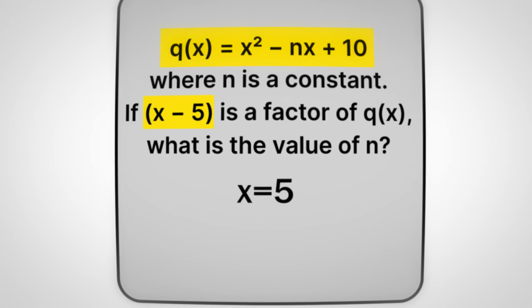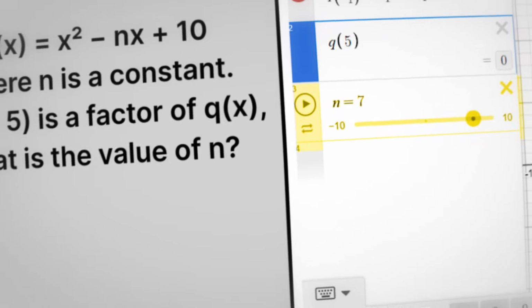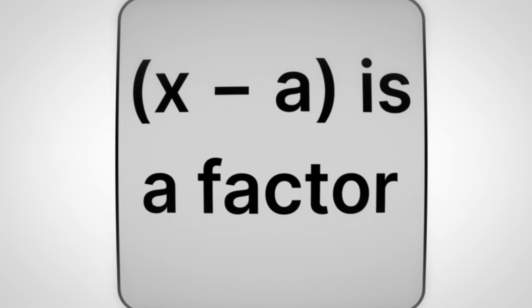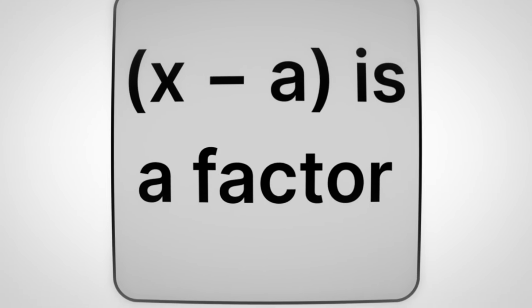Now watch what Desmos does. It tells us n equals 7 instantly. That's it. One substitution, one click, and done. Now here's the bigger picture. Anytime you see x minus a is a factor, the test is handing you 3 points.